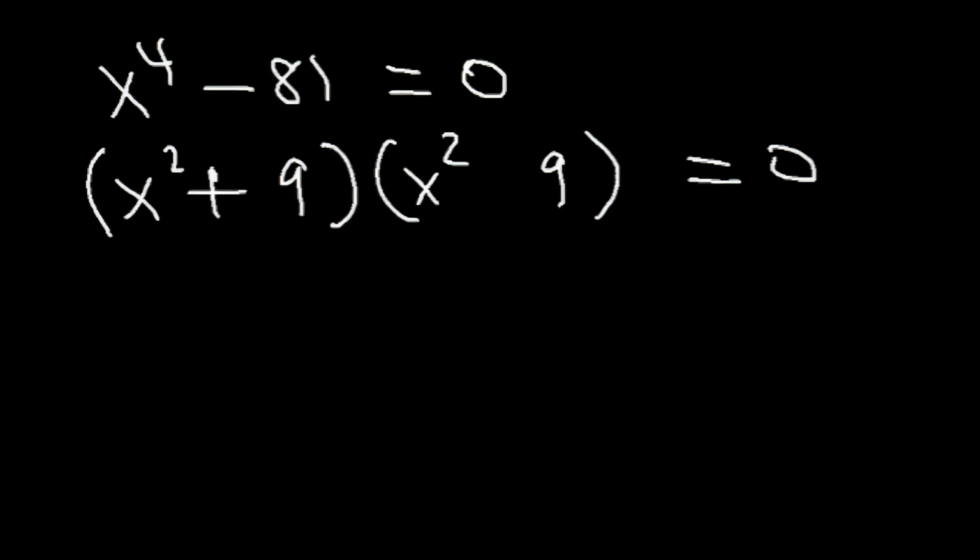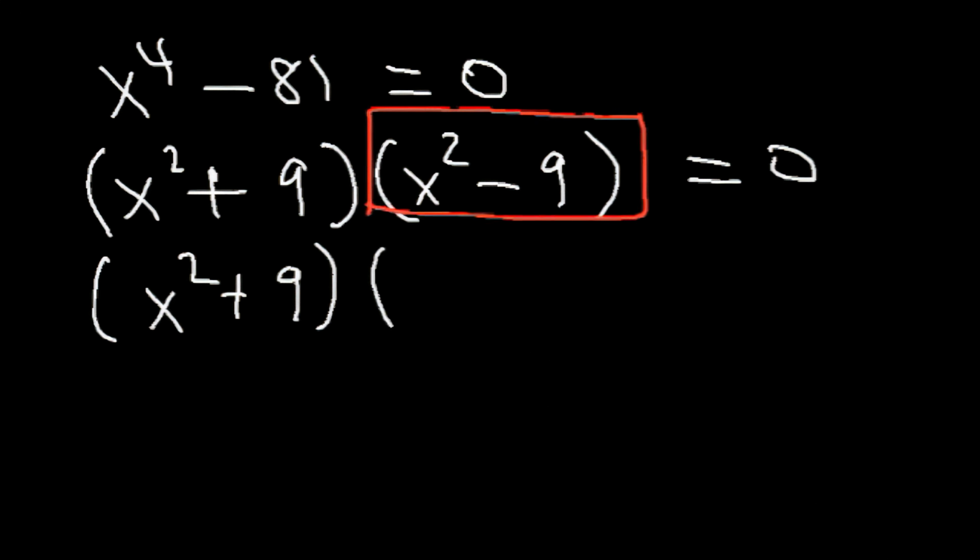So one side is going to be plus and the other side is going to be minus. Now we can't factor a sum of squares, but we can factor x squared minus 9 because that's still a difference of squares. And that's going to be x plus 3 times x minus 3.